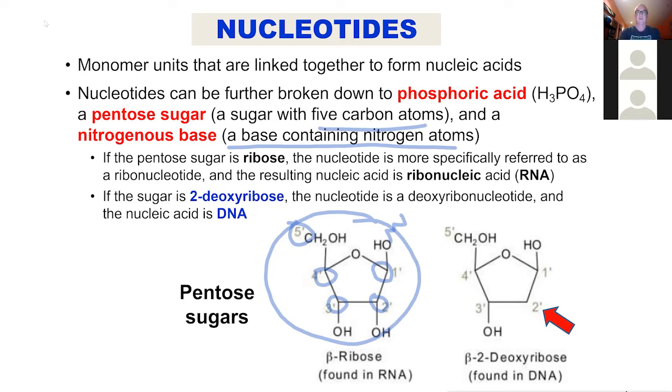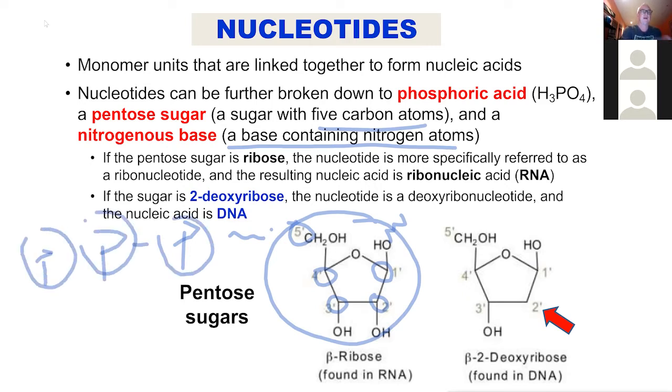So this is where the first carbon is, where the nitrogen base will go. And then the 5' carbon is where the phosphate groups will go. And the phosphate groups will be held together by ester bonds. And we know that ester bonds have a carbon, a double bonded oxygen, and then an oxygen coming off.